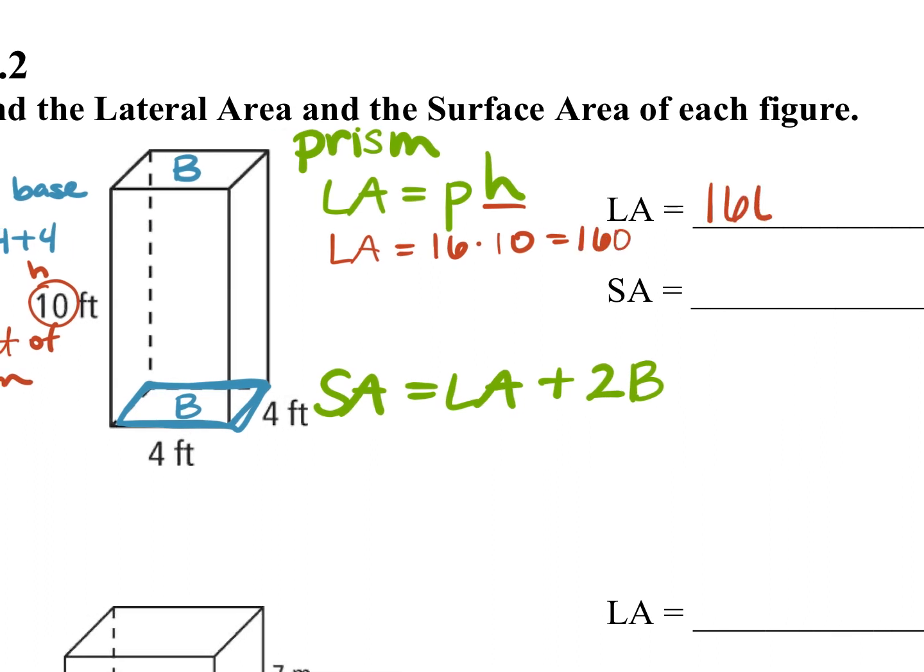How do you label area? Feet squared. Feet squared.